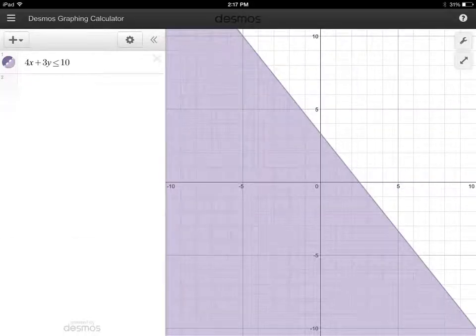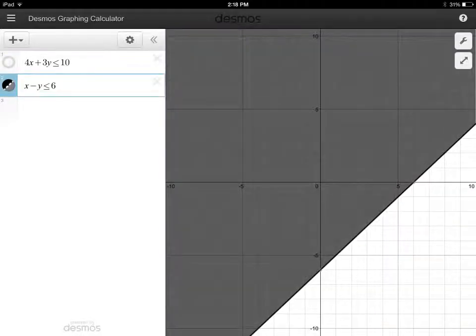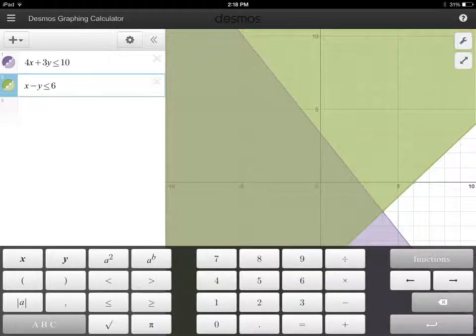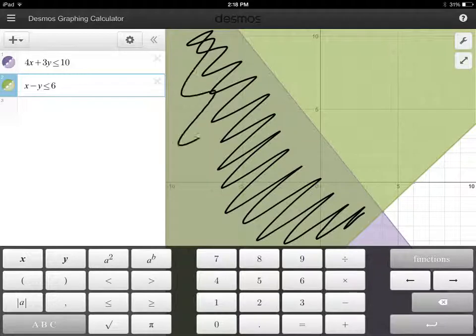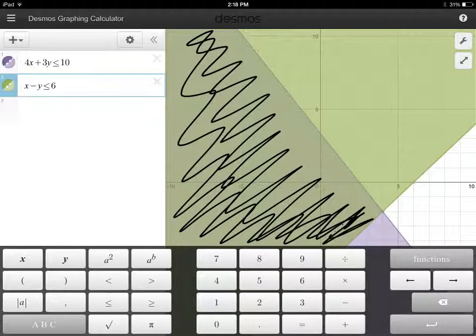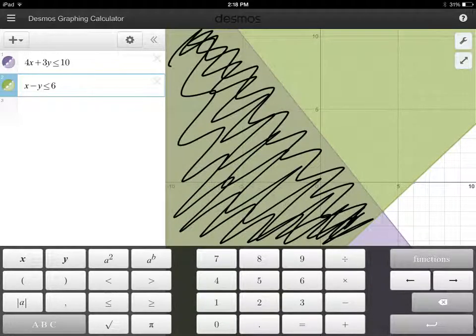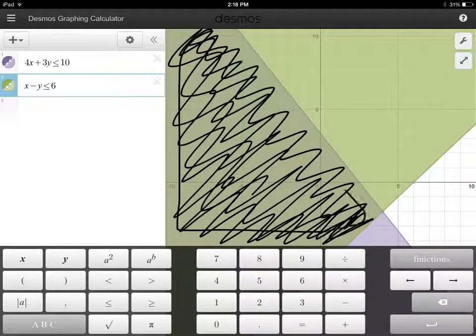All right, let's do this in steps. Here is the graph and the shading for 4x plus 3y is less than or equal to 10. Here is the shading for x minus y is less than or equal to 6. And here is the area of overlap for both sections. So when you're doing this in your own book, you have to be able to show me the first area, the second area, and what area covers both. This is the solution set for this question.